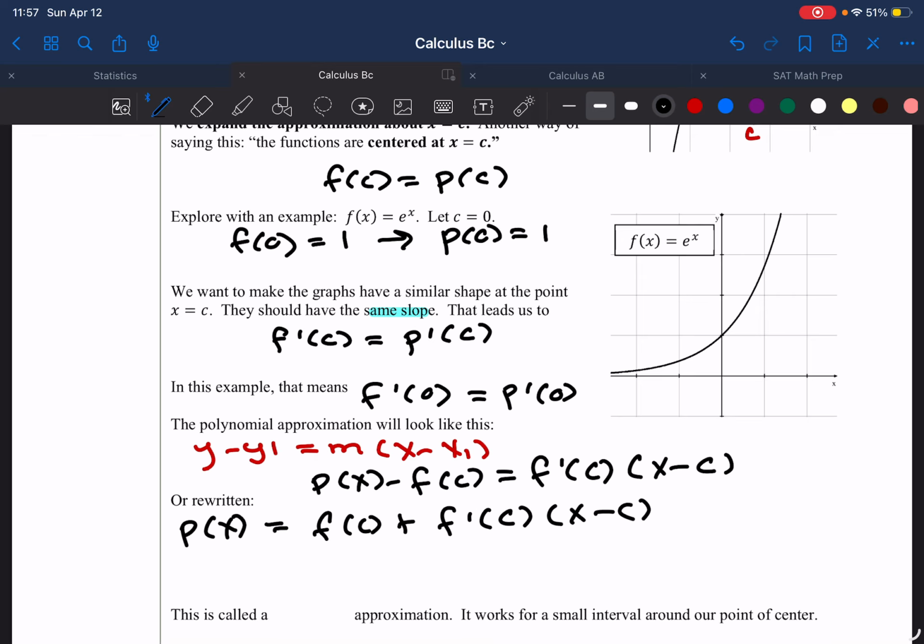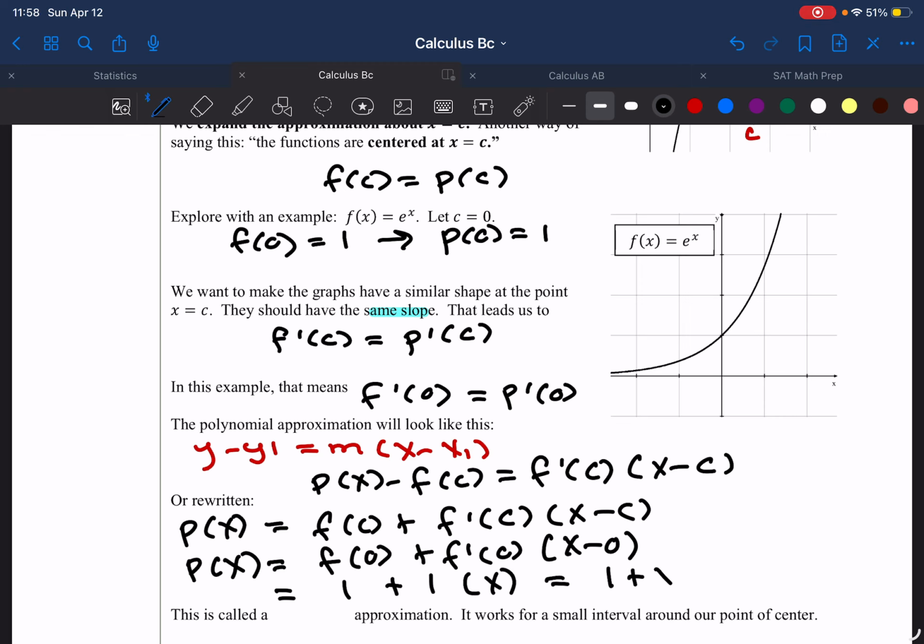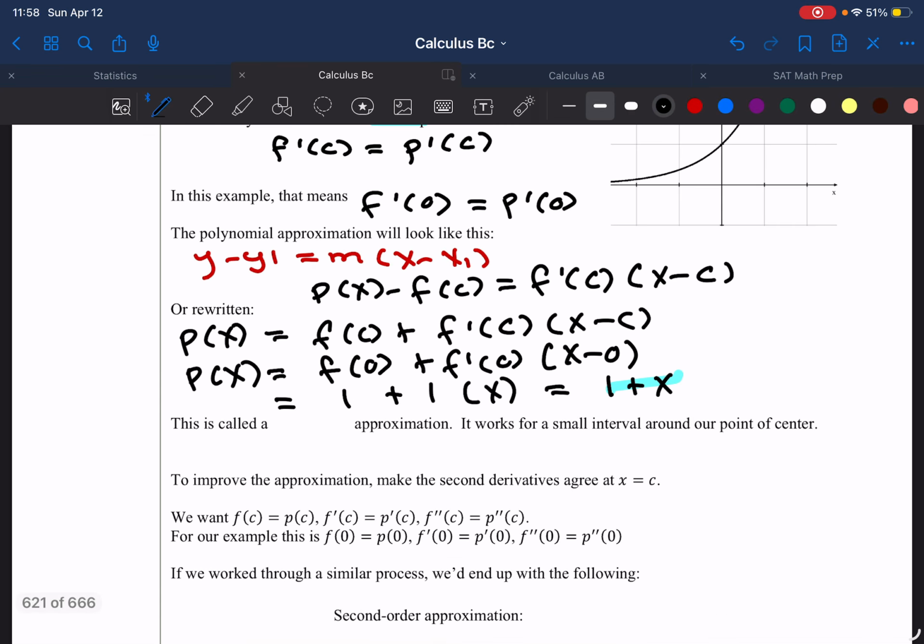So we have p of x is equal to f of c plus f prime of c times x minus c. And then using our example where we know that c is 0, I'm going to plug in 0 for c. So I have p of x is equal to f of 0 plus f prime of 0 times x minus 0. And we know f of 0 is 1, and we also know that f prime of e to the x is e to the x, so that means f prime of 0 is also going to be 1. So we have 1 plus 1 times x, which is equal to 1 plus x.